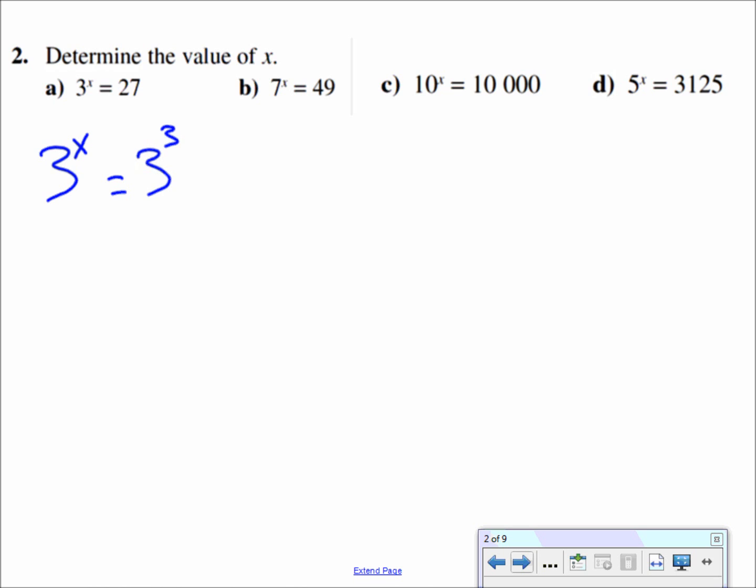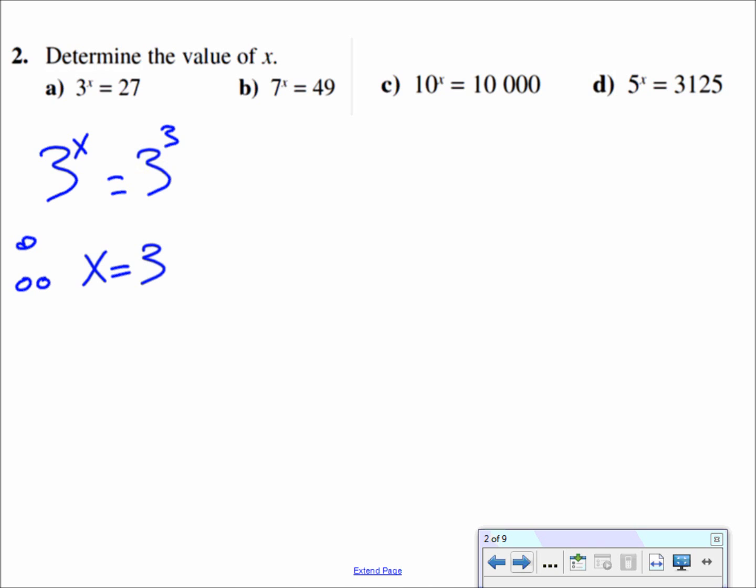Okay, so instead of writing 27 again, I write 3 to the exponent 3. As soon as those bases are equal, I can say therefore, and I can set the exponents equal to each other. As soon as the bases are the same number, I can say therefore my exponents are equal to each other. And then sometimes there's going to be some algebra there that you need to solve for an unknown value.